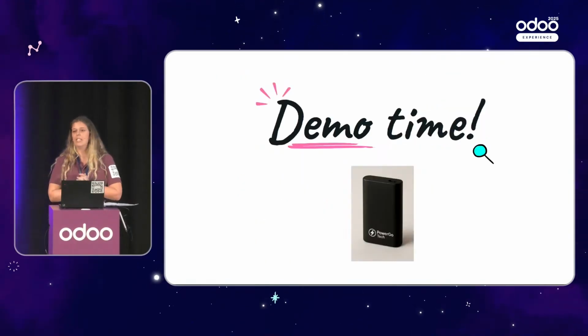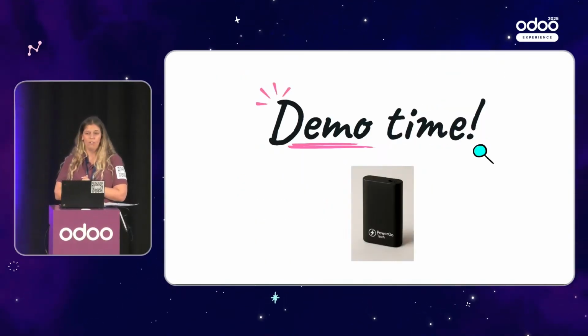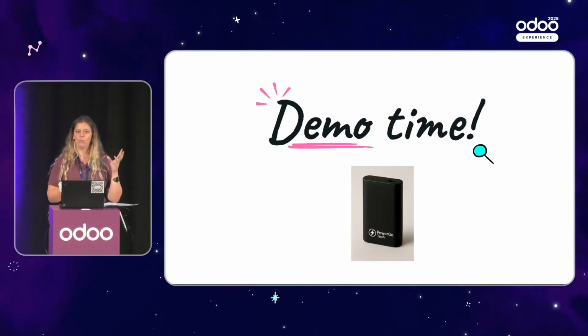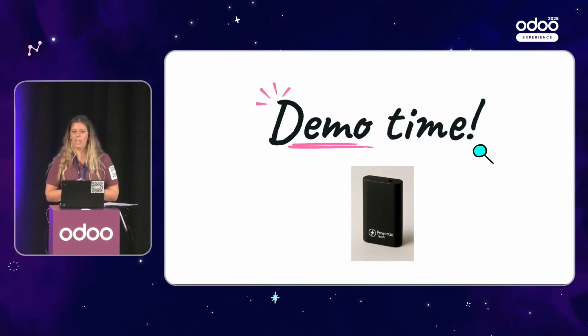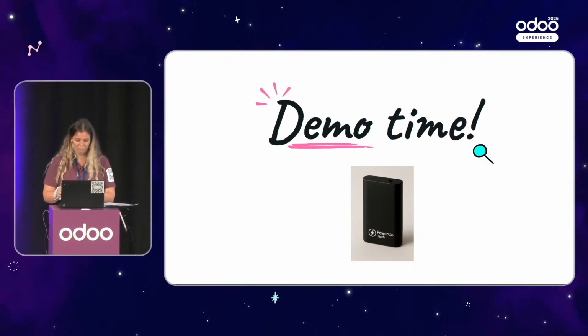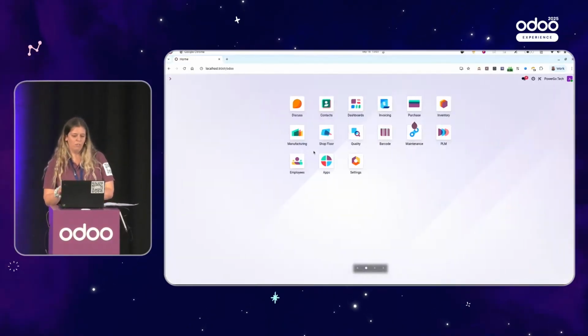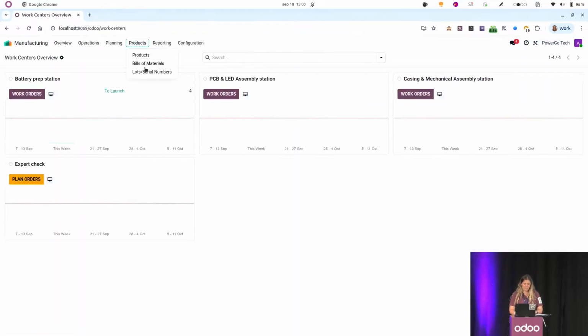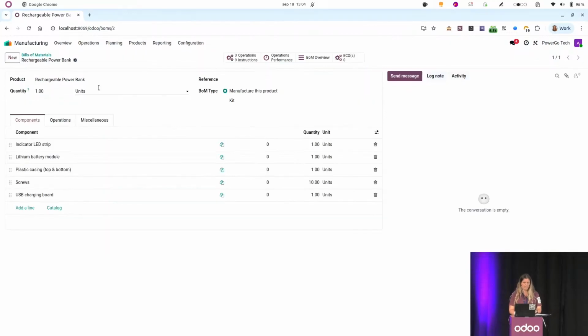What I suggested is to give her a demo based on one of our products. So here I present to you the PowerGo Tech rechargeable power bank that we will use today in the shop floor. Let's deep dive in Odoo. I said it to you, we're not going to talk too much. So the first thing that I want to show you is the bill of material. So if I go into the bill of material, I have the rechargeable power bank that's already pre-configured.